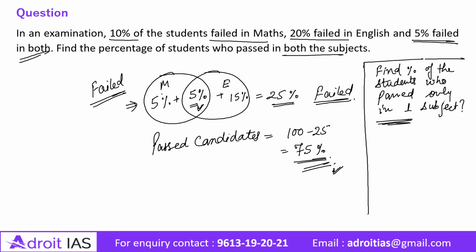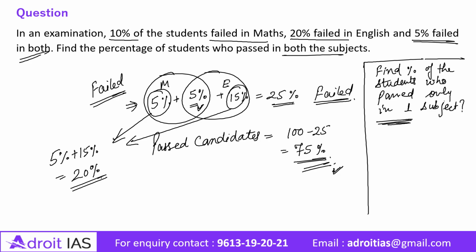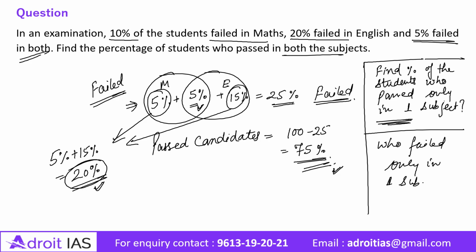Then, these 5% passed only in maths and these 15% passed only in English. So passed only in one subject would have been 5% plus 15%, which is 20%. Or vice versa, if the question would have been to find the percentage of students who failed only in one subject, then also the answer would have been 20%.